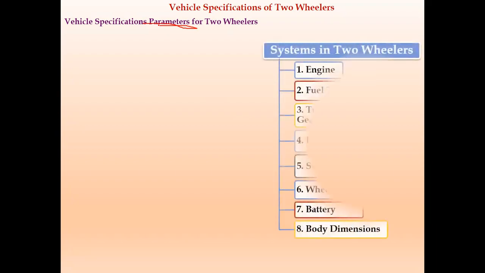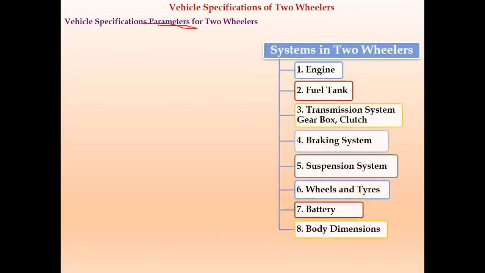First, the vehicle specification parameters that are involved in two-wheelers. What are the technical specification parameters, or I can say vehicle specification parameters, for two-wheelers? We are going to see this. Now, what are the systems that are in two-wheelers, and we have to specify these systems.